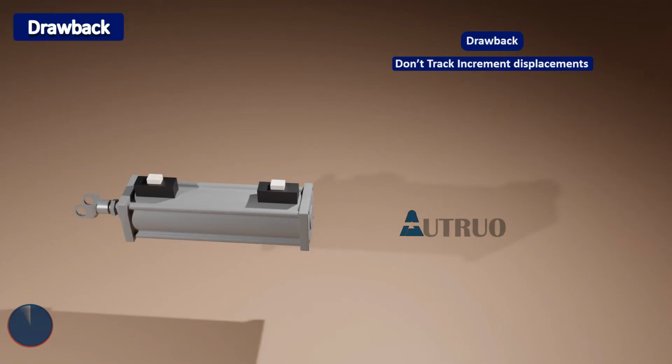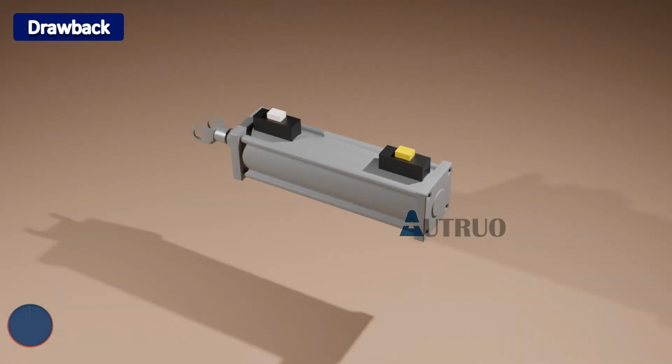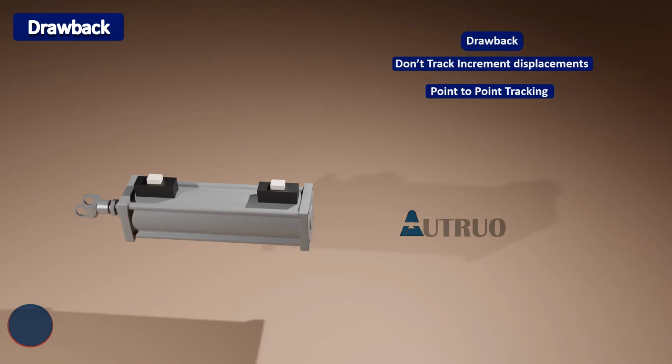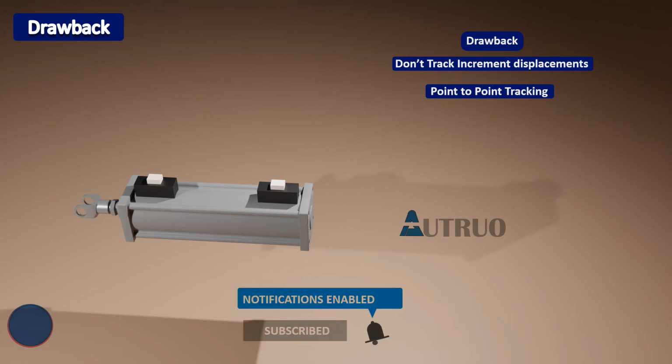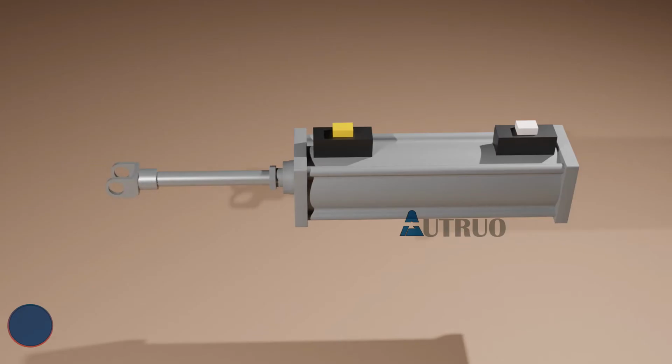Now that we know its unique features, let's look at its drawbacks. It does not track the object in increments, that is, continuously track the object's position as it moves along its track, which is typically 1 to 10 or 1 to 100 increments. Instead, it is a point-to-point sensing device. It senses the object at its mounting position only. Another major drawback is that this type of sensor is only suitable for objects that move in a linear path.